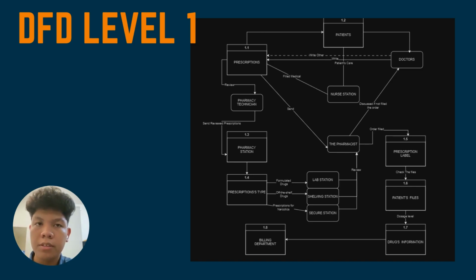The prescription is sent to the pharmacy, where a pharmacy technician reviews it and sends the reviewed prescription to the pharmacy station. Then the pharmacy station gets the prescription and the pharmacist reviews whether the order can be filled or not. If not, the pharmacist will discuss with the doctor, and if the order is filled, the pharmacist will write the prescription label. After that, the pharmacist will check the patient file to provide the dosage level and explain the drug information to the patient. Lastly, the billing department is in charge of medication payment.